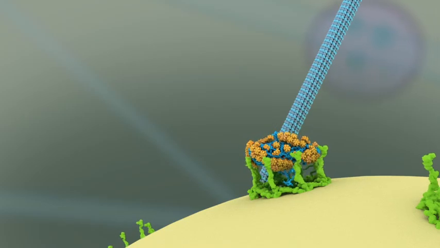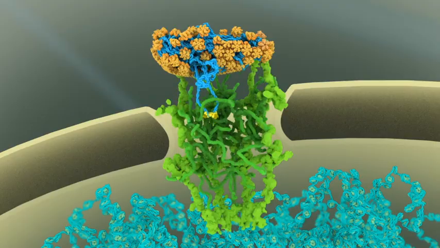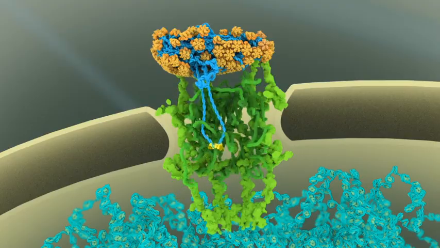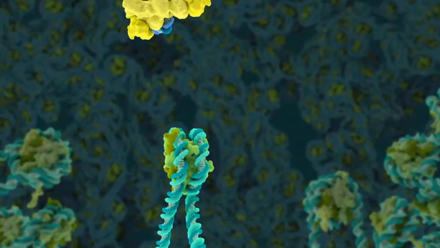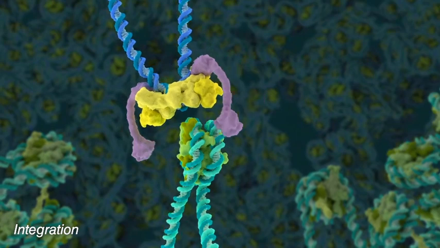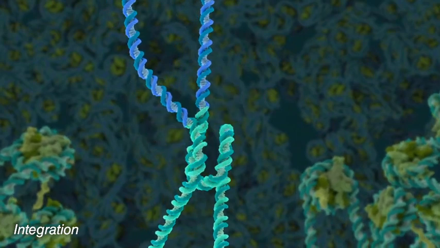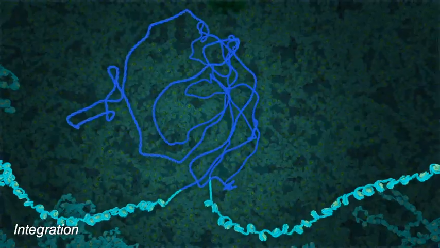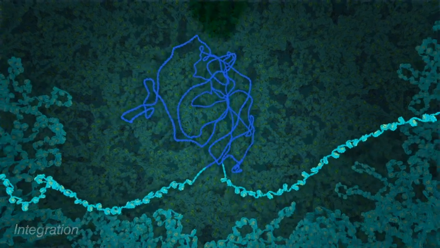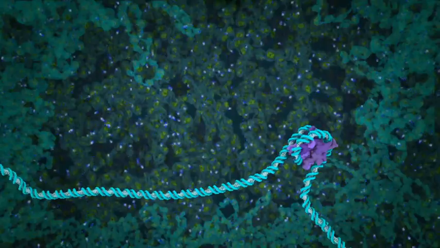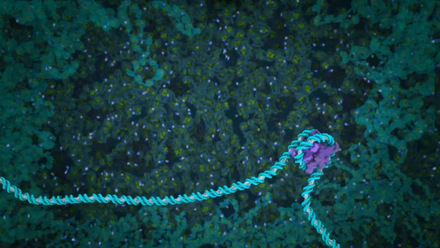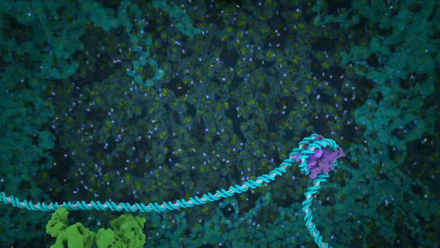A segment of the viral DNA, bound by the viral protein integrase, shown in yellow, starts to make its way across the nuclear pore. Inside the nucleus, integrase binds to cellular DNA, cuts it, and inserts the viral DNA. The viral DNA, or provirus, can become active immediately or remain dormant for days, weeks, or even years. After activation, the cell begins its transformation into a viral factory.